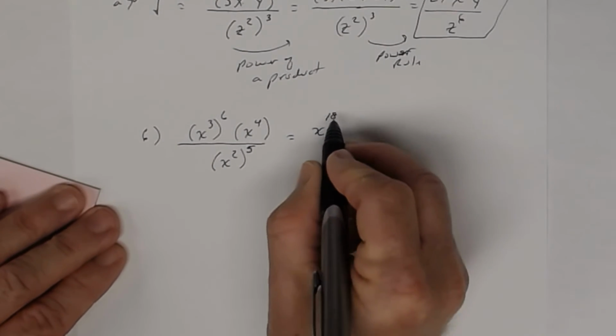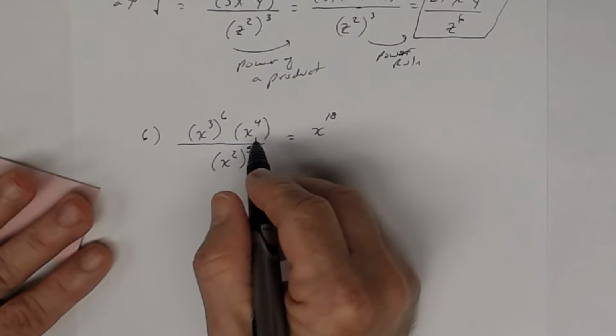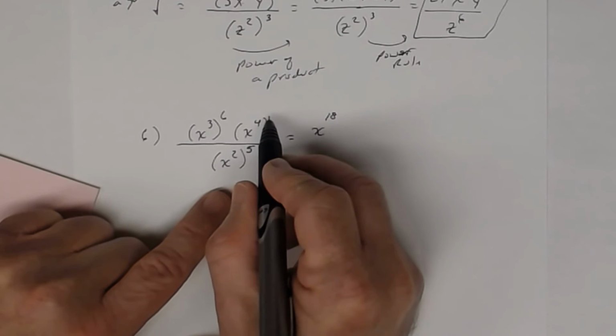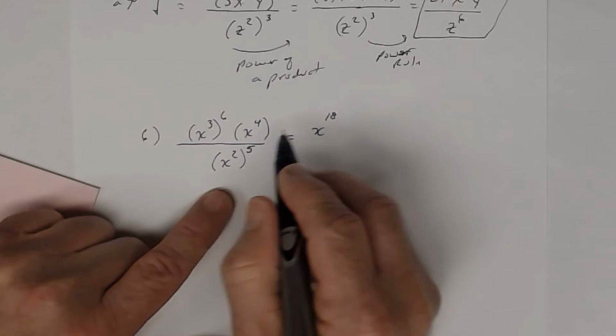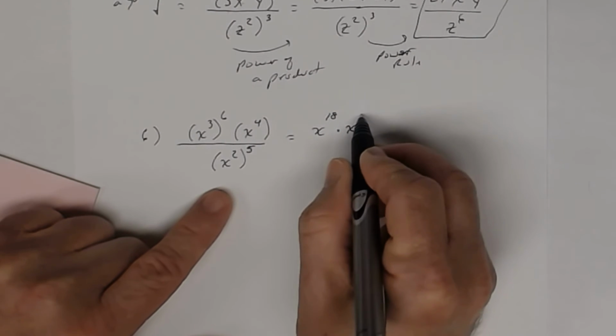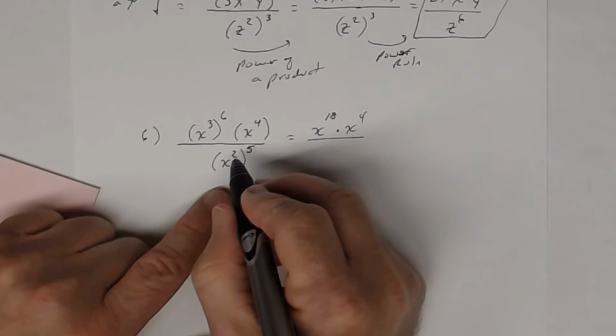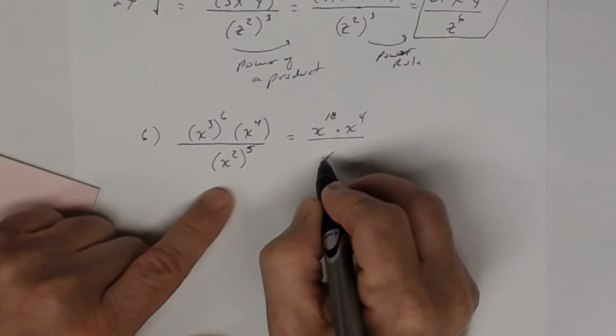Simplify that. And then here, that's a 1 up here, right? Students get confused. They're like, well, there's no exponent there. Yeah, there is. It's understood to be a 1. So 4 times 1 is 4. So that's just times x to the 4th, just like this. Don't make it difficult. And then here I can use the power rule again. 2 times 5 is 10, so you get x to the 10th.